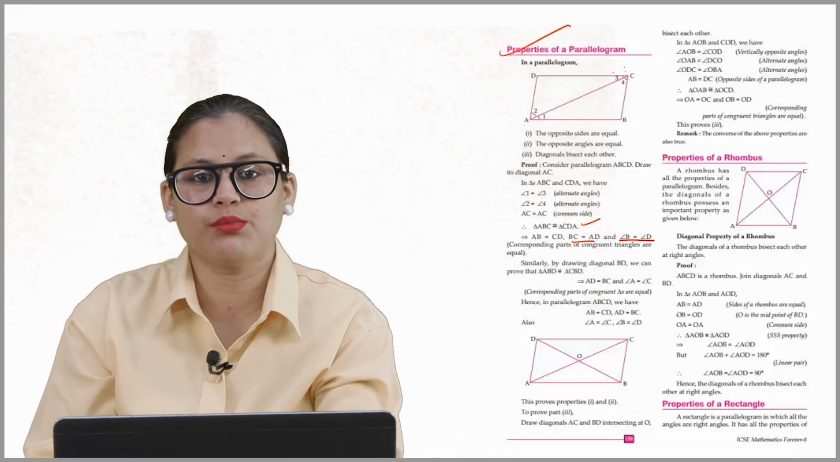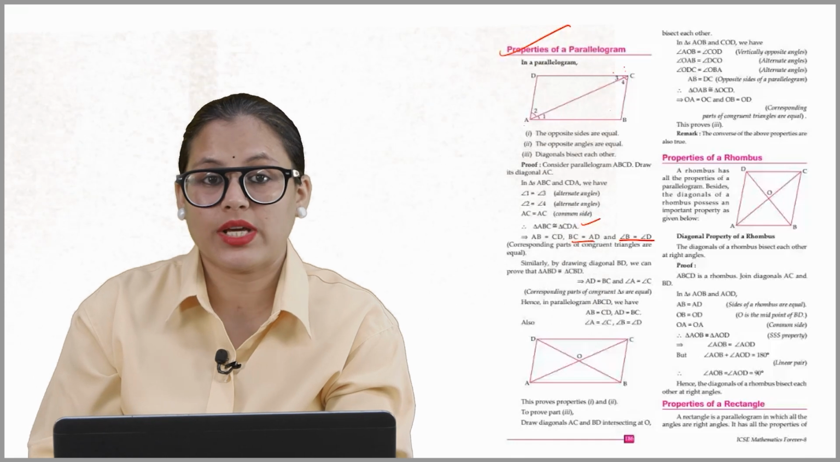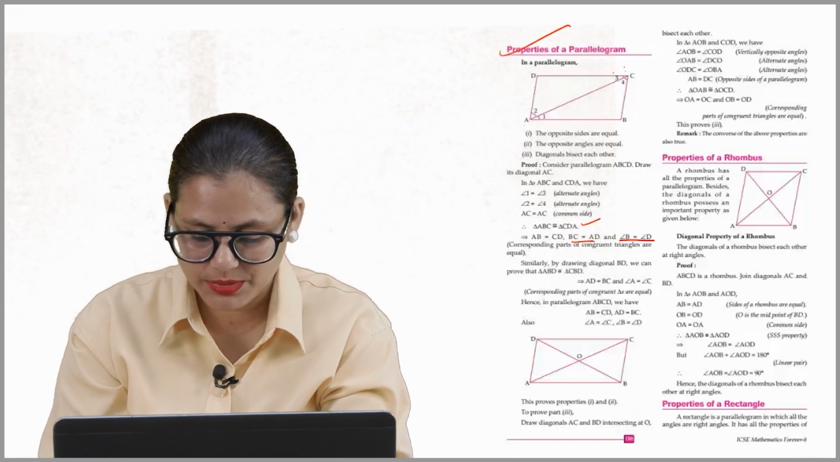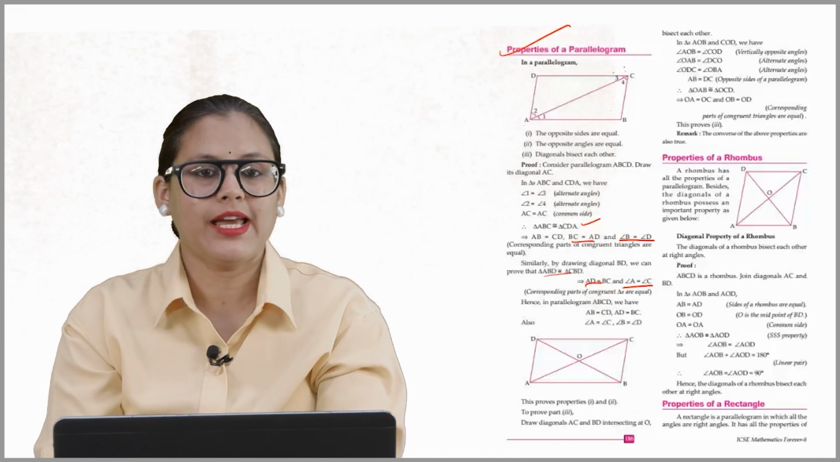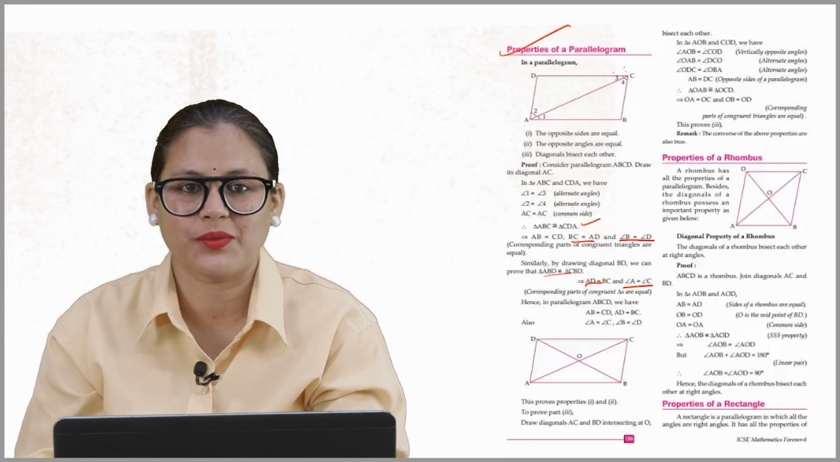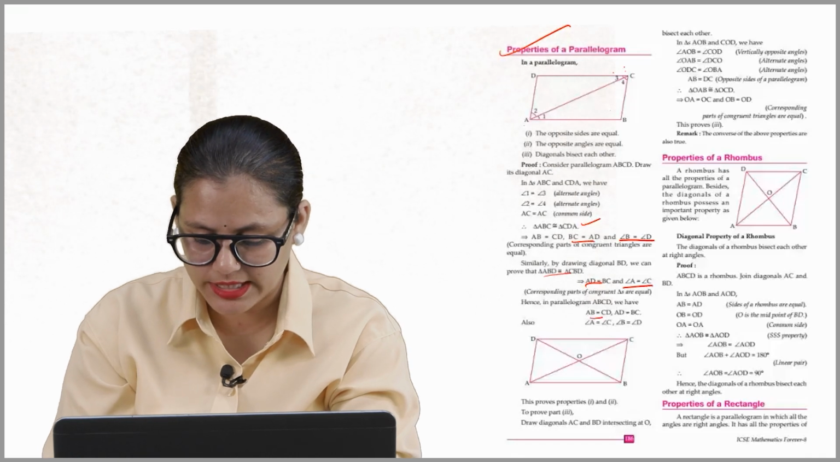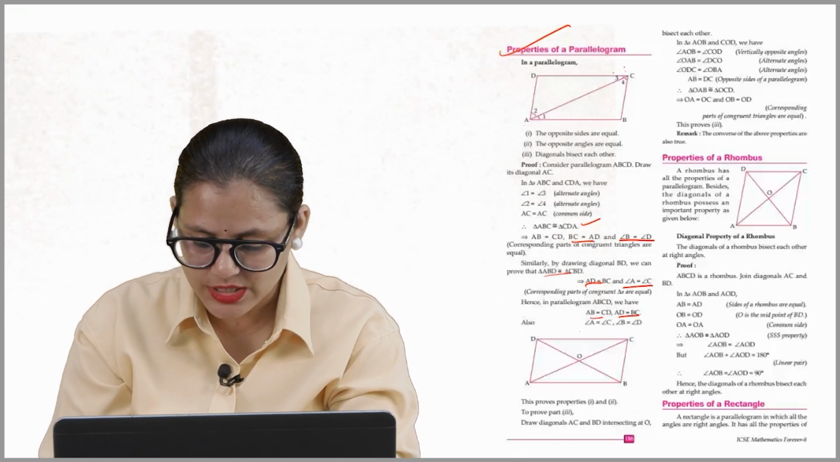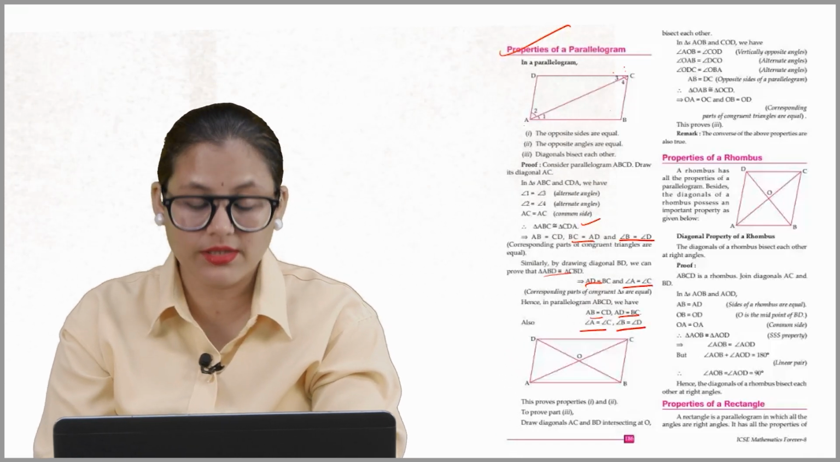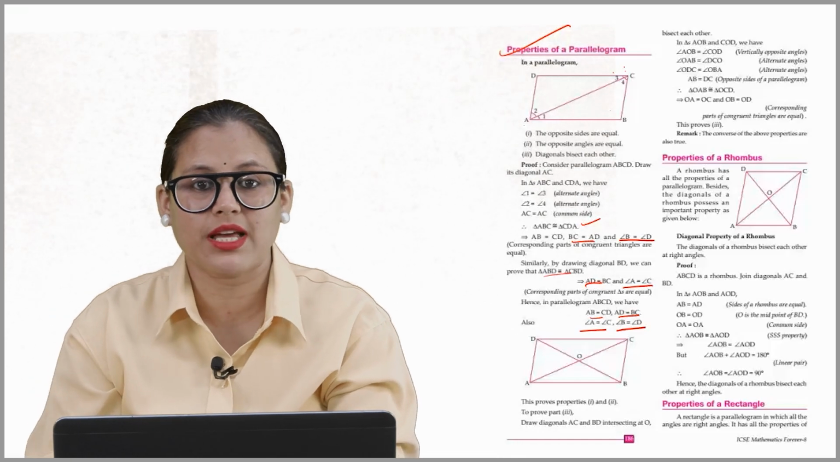Similarly, by drawing diagonal BD, we can prove that triangle ABD is congruent to triangle CBD, and AD is equal to BC, and angle A is equal to angle C by CPCT. Hence, in a parallelogram ABCD, we have AB is equal to CD, AD is equal to BC, angle A is equal to angle C and angle B is equal to angle D. This proves properties 1 and 2.